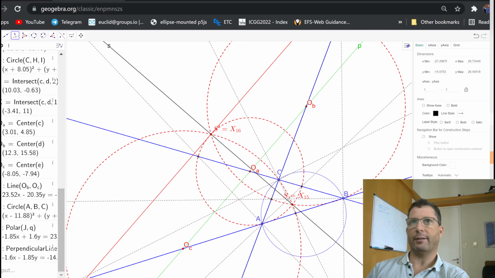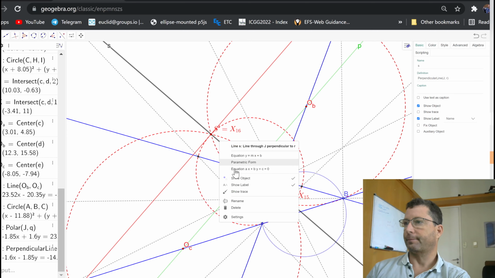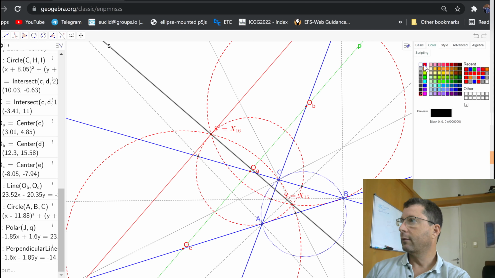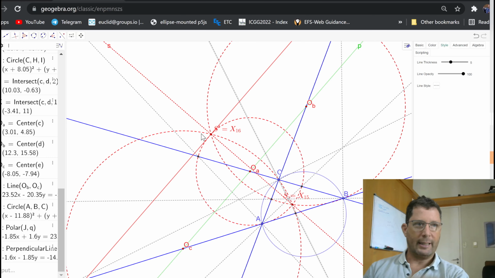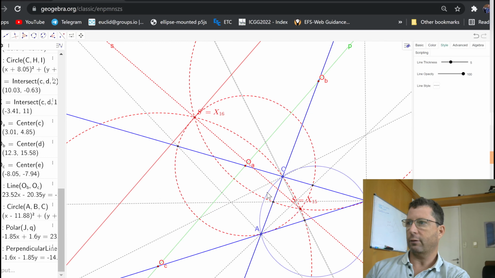And indeed, you can see here that, as expected, the intersection of these two lines is in fact X16. Let's make this line dotted red. So this is a perpendicular dropped from X15 onto the polar of X15 with respect to the circumcircle, which gives me the inverse. The foot of that perpendicular on the polar is the inversive image, the inversion, of X15 with respect to the blue circle.